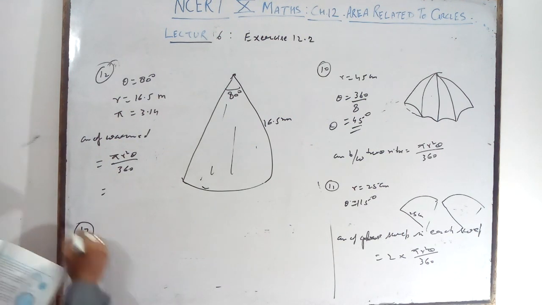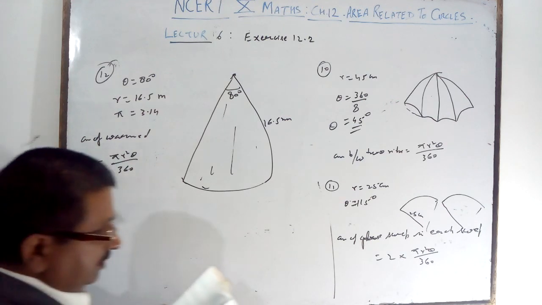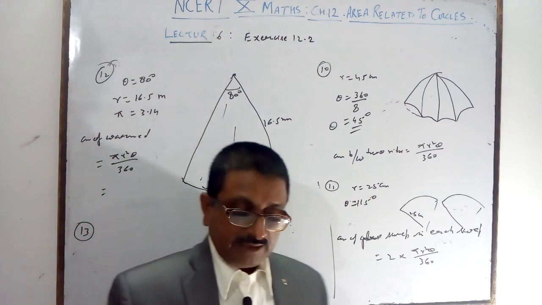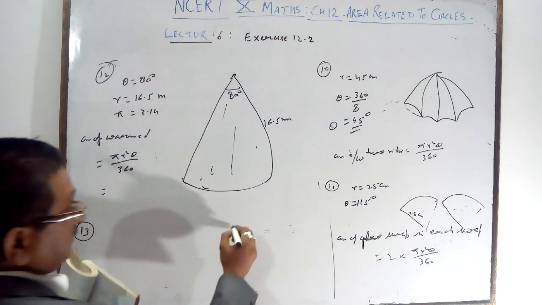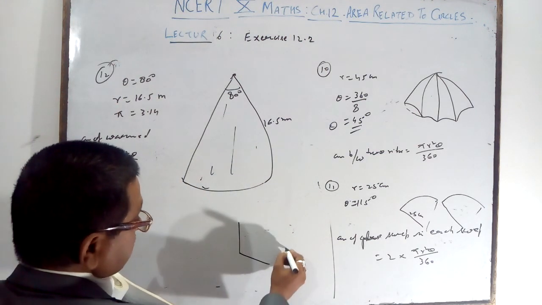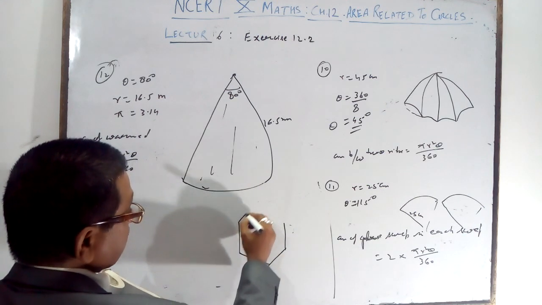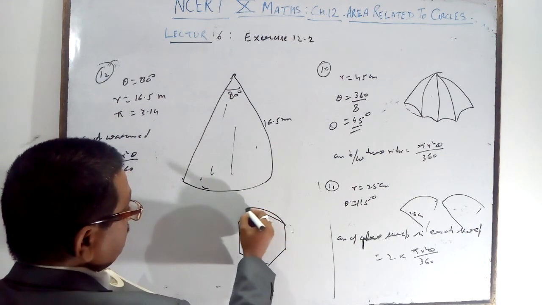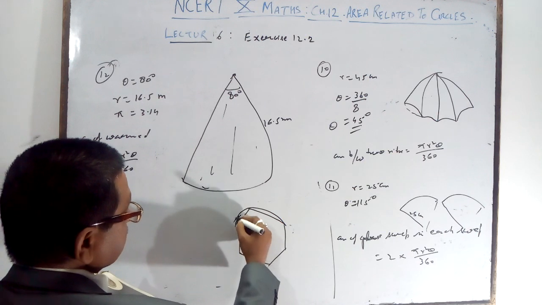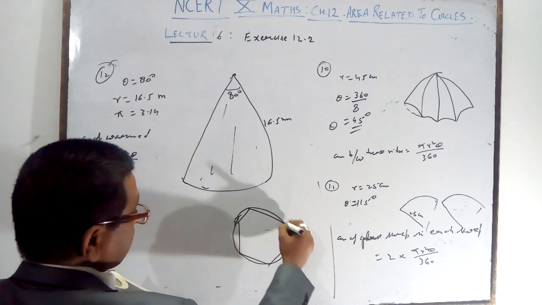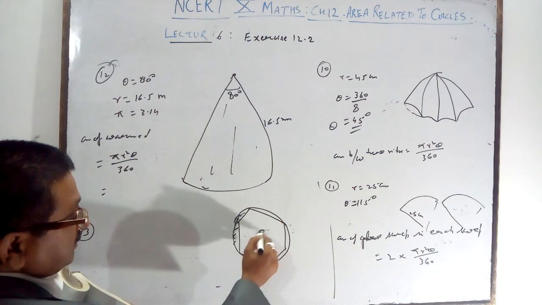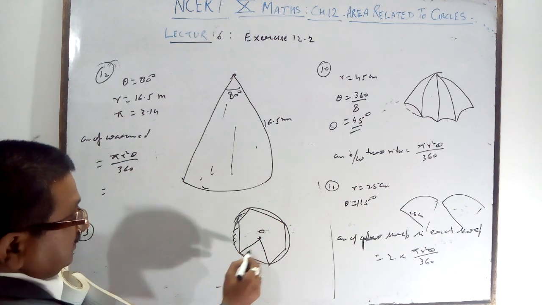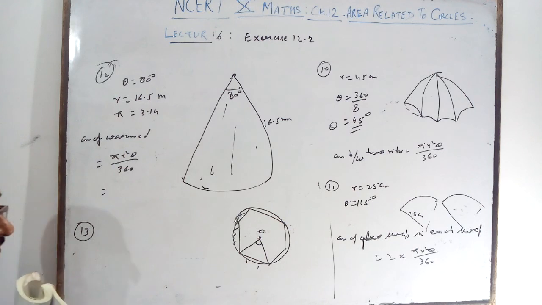Question number 13. A round table cover has 6 equal designs. 6 equal designs means a hexagon. The round table cover is this, which is making 6 equal designs. What is the center? This. It means there is a theta.